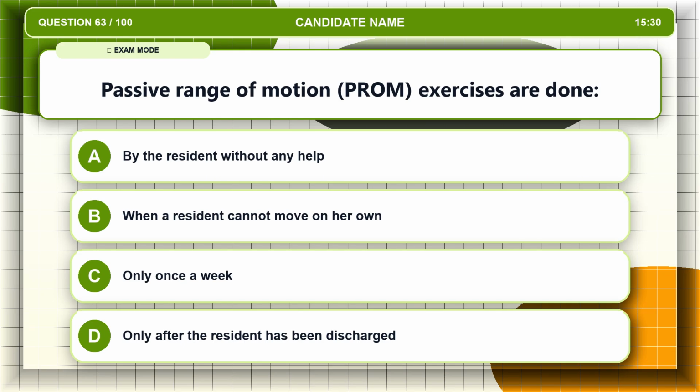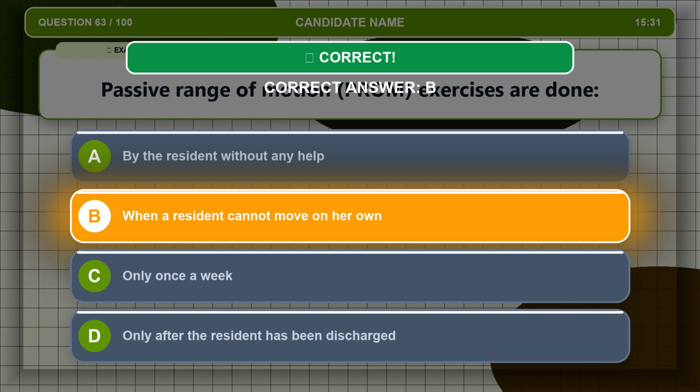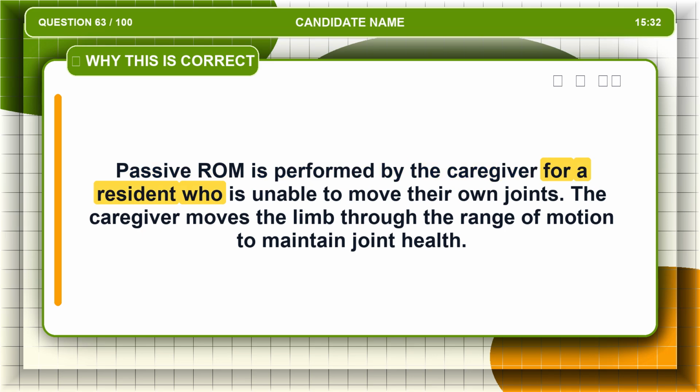Question 63. Passive range of motion, PROM, exercises are done, option A, by the resident without any help, option B, when a resident cannot move on her own, option C, only once a week, option D, only after the resident has been discharged. The correct answer is option B, when a resident cannot move on her own. Passive ROM is performed by the caregiver for a resident who is unable to move their own joints. The caregiver moves the limb through the range of motion to maintain joint health.